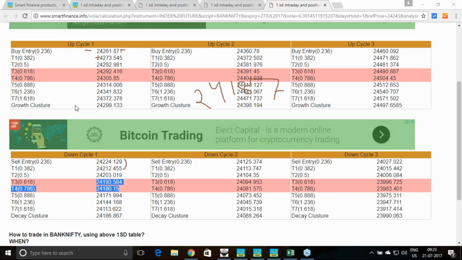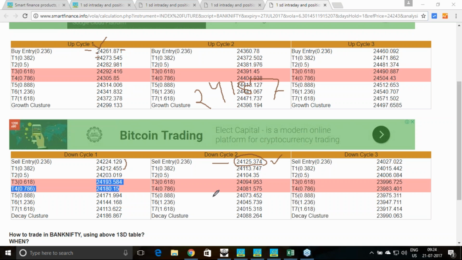So Sanjay ji has told, wait for that conclusive crossover of the downtrend cycle to here, 24,125, or let it come to the 24,262 level. Then only I will enter. If I am buying at 24,262, I must hedge it with the 24,300 put option. If I am selling here, I must hedge it with the 24,100 call option.